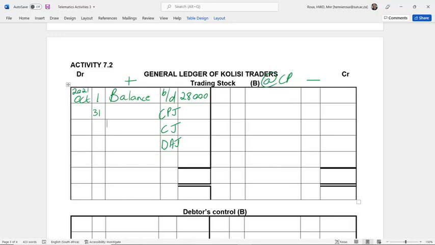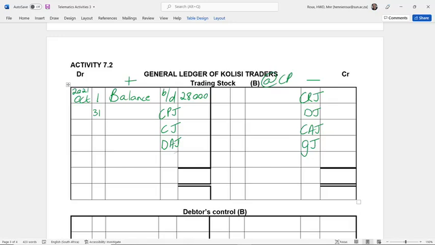Our trading stock will decrease when we sell. We sell cash in the CRJ. We sell on credit in the DJ. It will also decrease when we return trading stock to our creditors. And then we had this one where the owner took trading stock for his own use in the general journal.